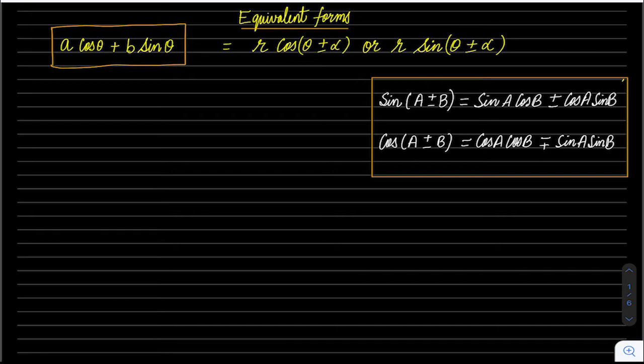So for starting this chapter, trigonometric modeling or these equivalent forms, the first thing that you must know is these four formulas, trigonometric identities, sine of a plus or minus b and cos of a plus or minus b. So if you know this and understand them, then this chapter will become very easy. So let's see how to solve questions based on this.